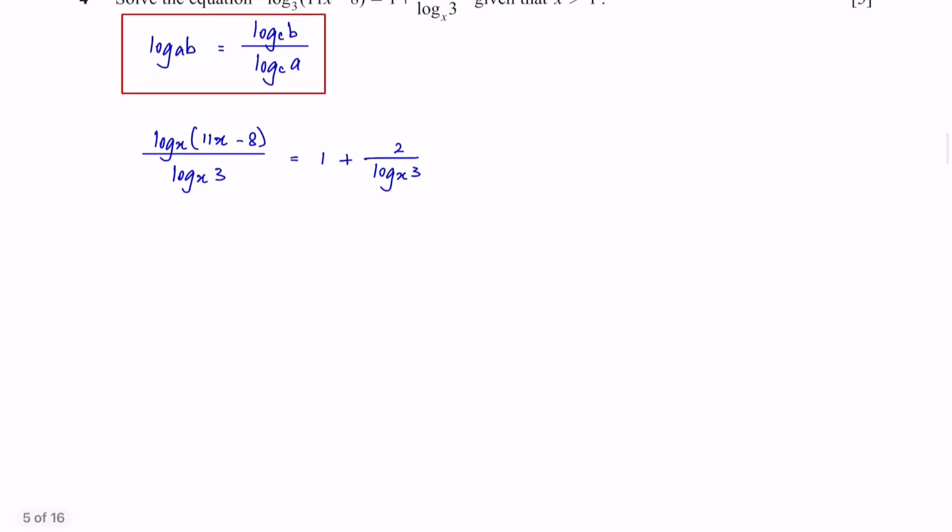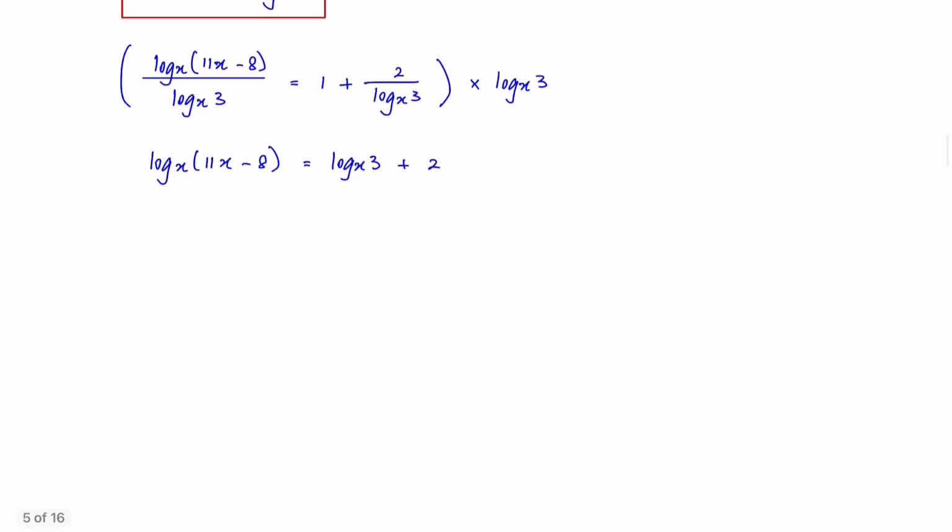And let's multiply the entire equation by log base x of 3. So we have log base x of 11x minus 8 equals log base x of 3 plus 2. And now we can group the logs together. So we have log base x of 11x minus 8 minus log base x of 3 equals 2.